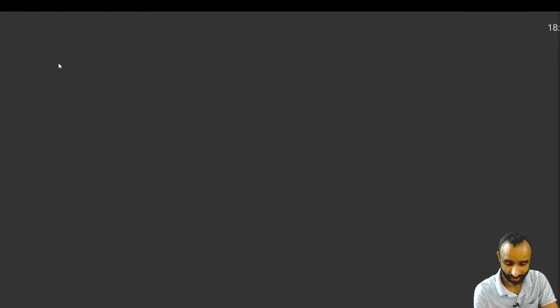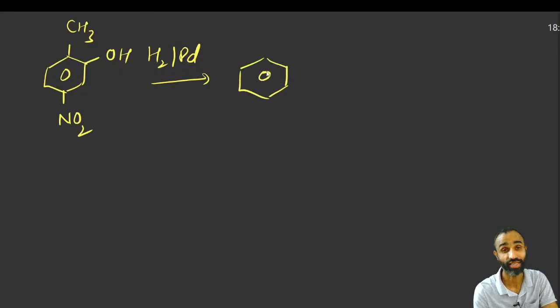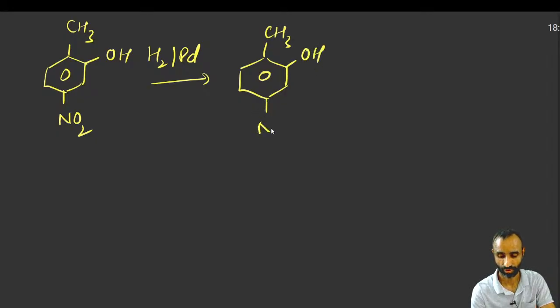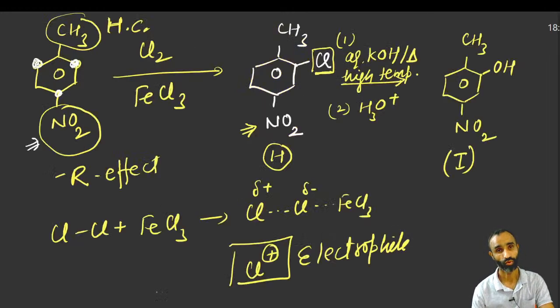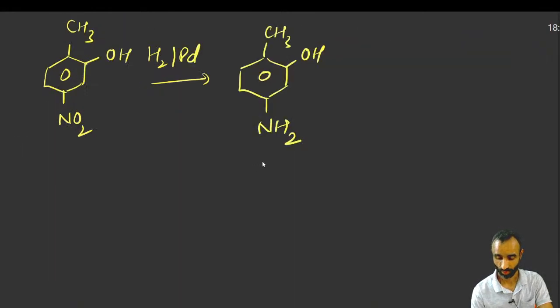Now, after getting this I, which is CH3, NO2, and OH, in the presence of H2/Pd, obviously now instead of Sn/HCl, he is using H2/Pd. But the outcome is the same. NO2 is turned into NH2. Okay, so this is J. Now, after getting this J from I, again diazotization.